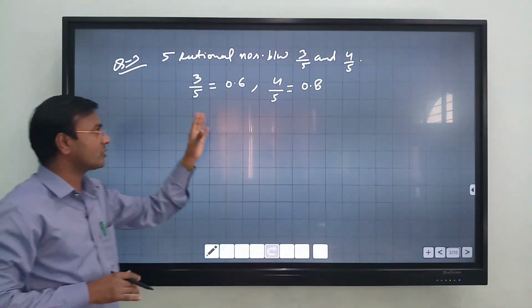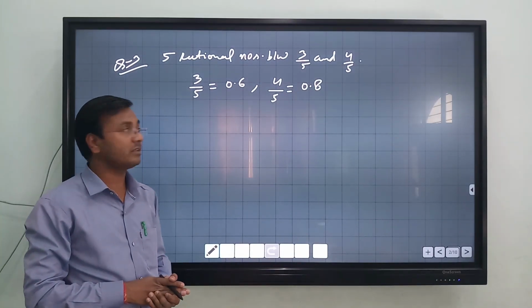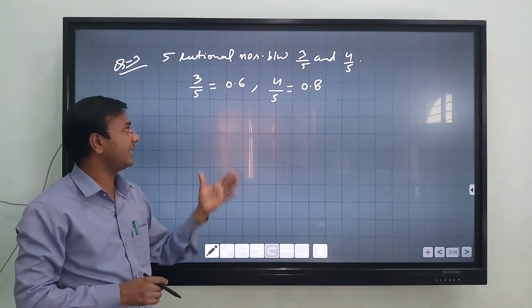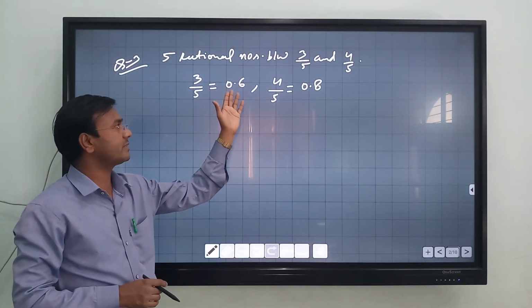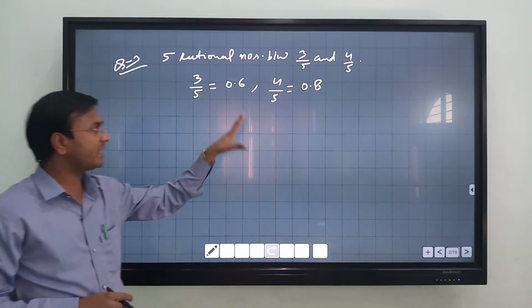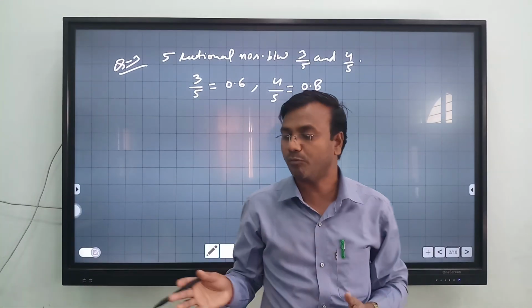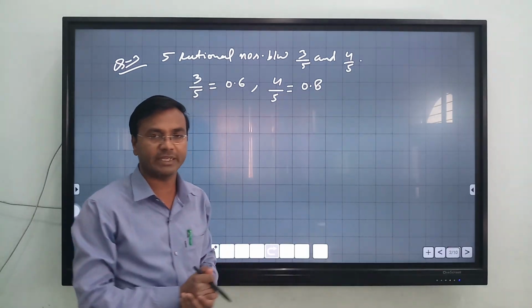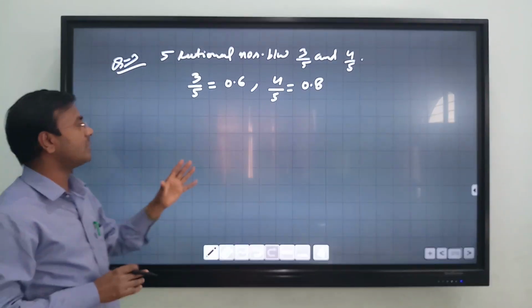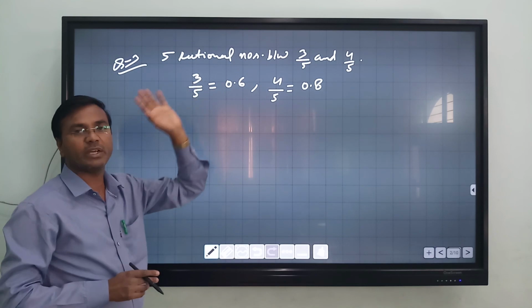Make sure that in these questions your answers may be different, because there are infinitely many numbers lying between the two numbers 0.6 and 0.8. So you can write any 5 rational numbers. Even if your answer is different from the book's answer, you don't need to worry about that. Just make sure the numbers lie between 0.6 and 0.8.